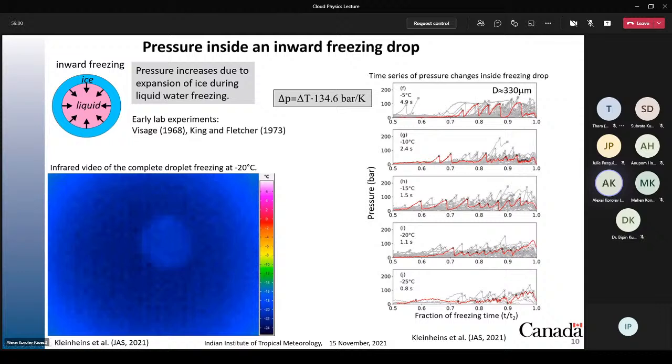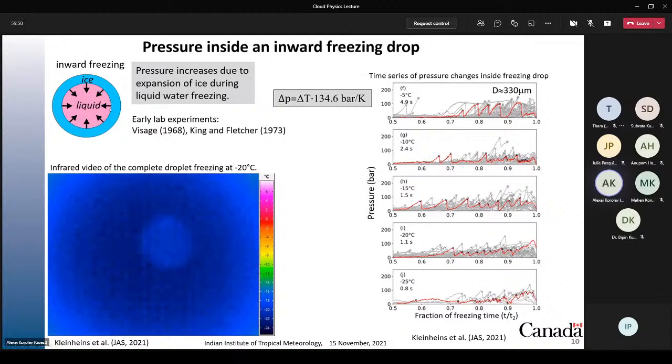behavior. At that point, it was recognized in early works by Visagie and Kinn and Fletcher. They did the same experiments, but using bigger droplets. These experiments were performed in an electrodynamic balance, and they used droplets of the order of 300 micrometers. So what happened at that stage? The droplet cracks and releases pressure inside. After that, the crack is filled by water, and pressure increases again due to expansion of ice during freezing. So that's the main mechanism.